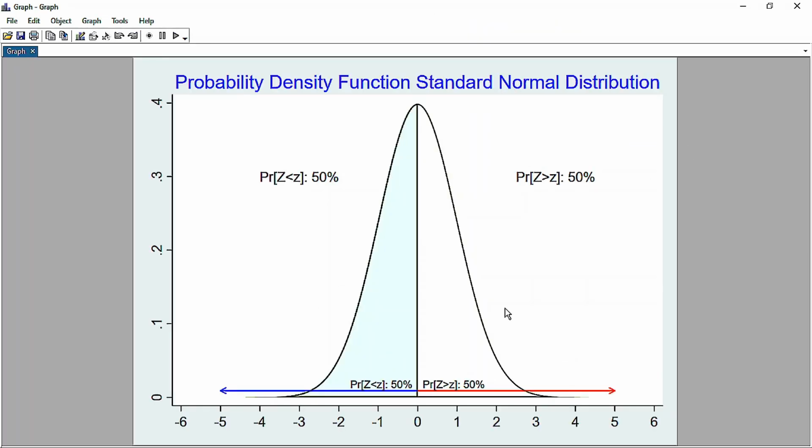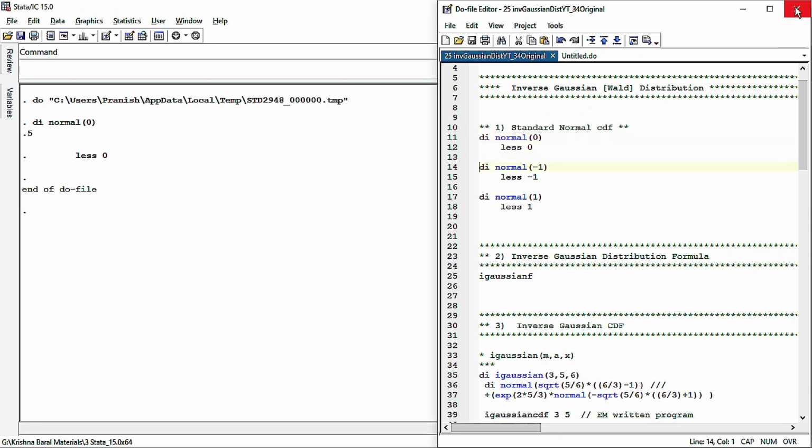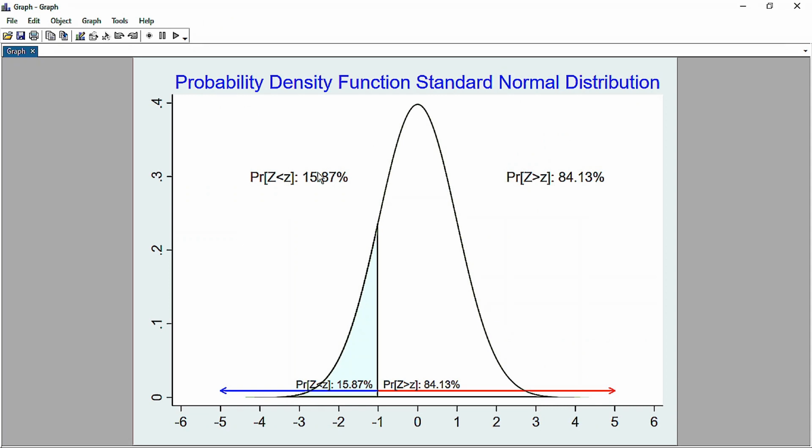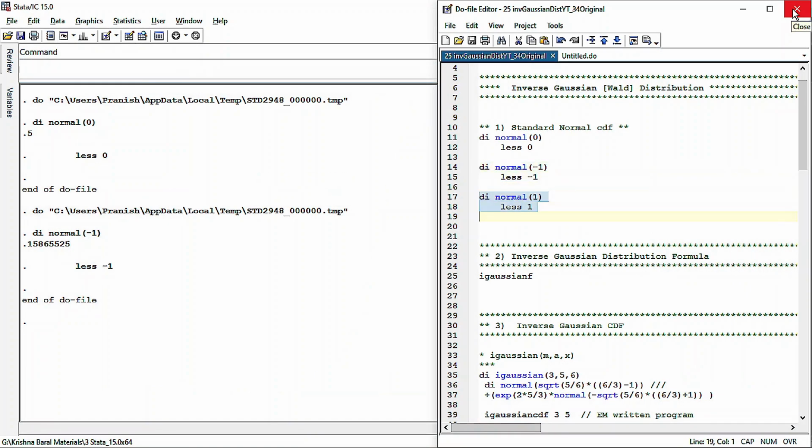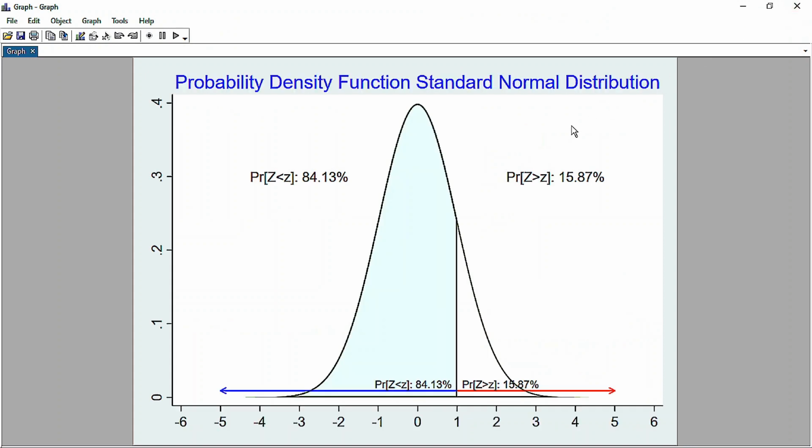The standard normal distribution is symmetric. 50% of the area is covered towards the left and 50% of the area is covered towards the right. And for the score -1, the area covered less than -1 is nearly 16%, and towards the right we have 84.13% of the area. For this score -1, and for the score +1, let us see what the CDF is. Probability of getting 1 or less is 84.13%, while greater than 1 is 15.87%.